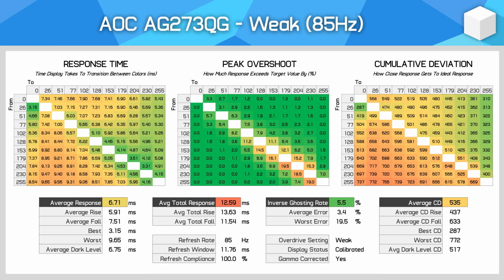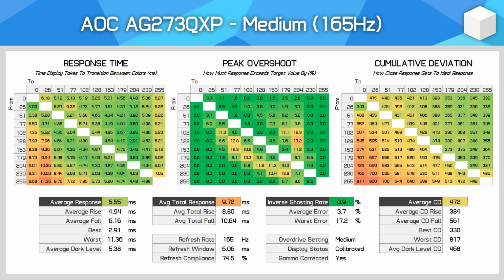When we get below 100Hz, the monitor switches to a different overdrive configuration automatically, which helps keep overshoot to a minimum despite having a small impact to response times. This keeps cumulative deviation locked in that 500 range rather than increasing like a lot of other monitors, which is ideal behavior. In contrast, the AG273QXP's most equivalent mode is the medium mode.